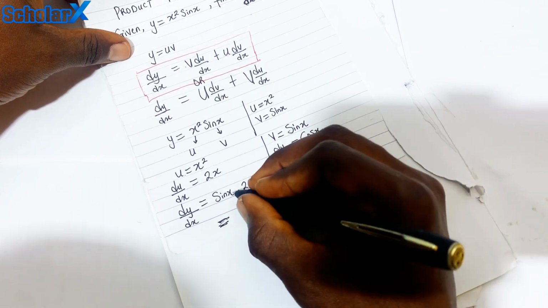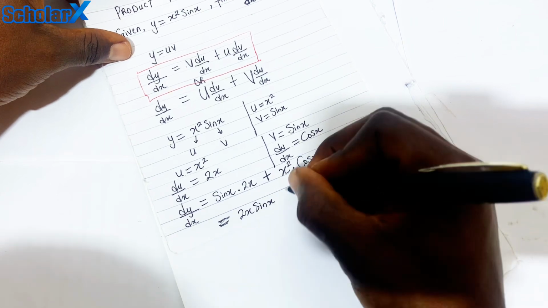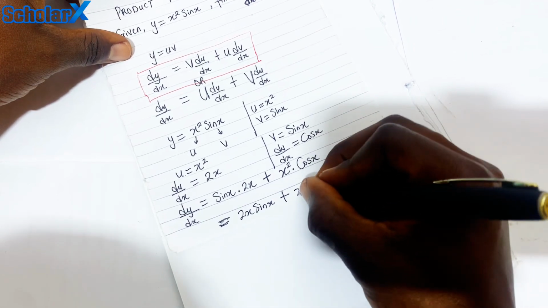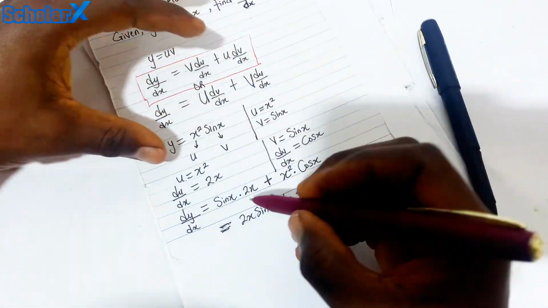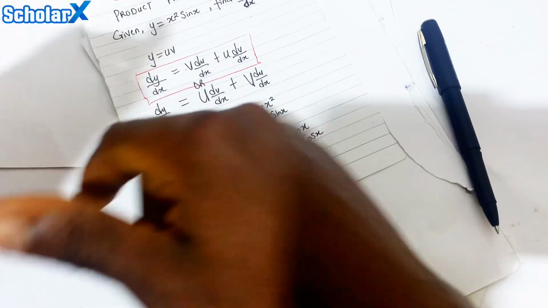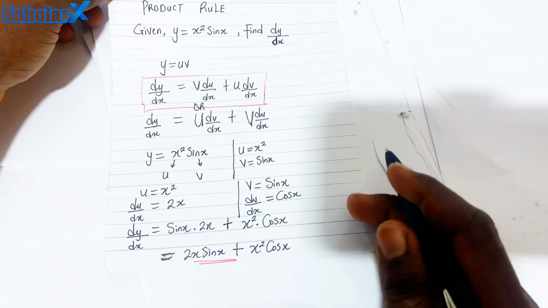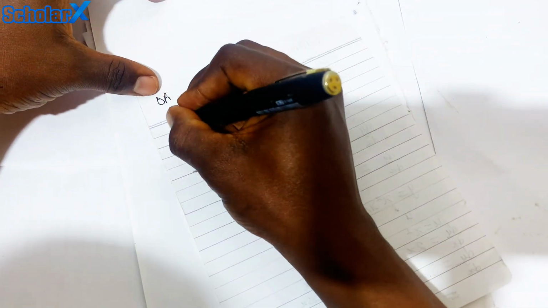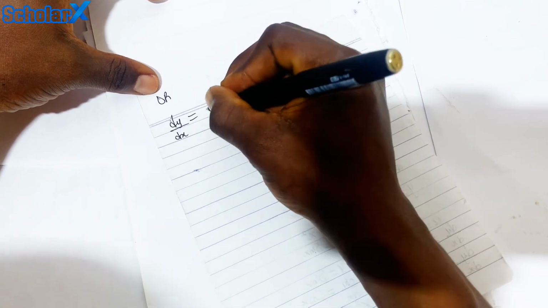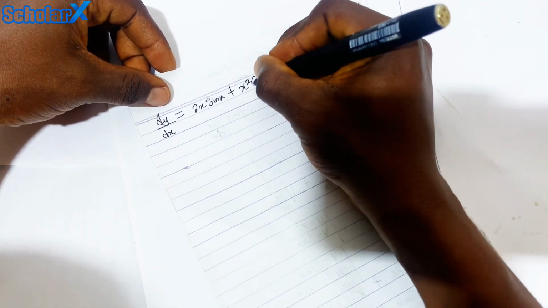So finally, our dy/dx is going to be sin x times 2x gives us 2x sine x, plus x squared times cos x gives us x squared cos x. So this is going to be our answer. Our answer is 2x sine x plus x squared cos x, so you have dy/dx equal to 2x sine x plus x squared cos x, right?